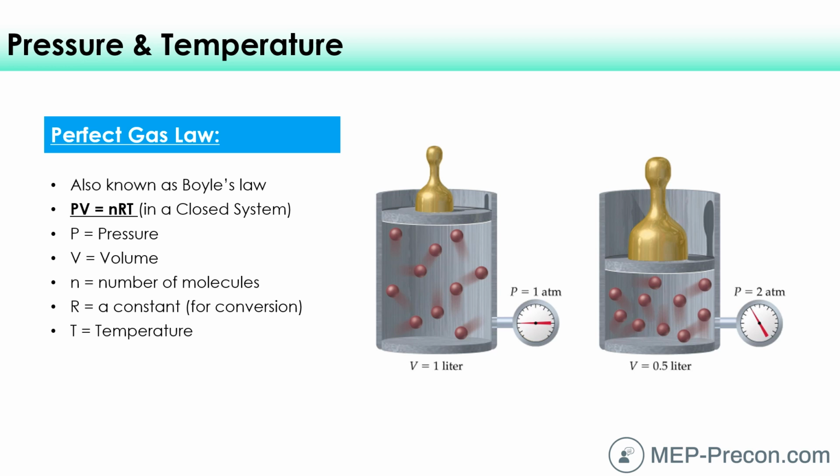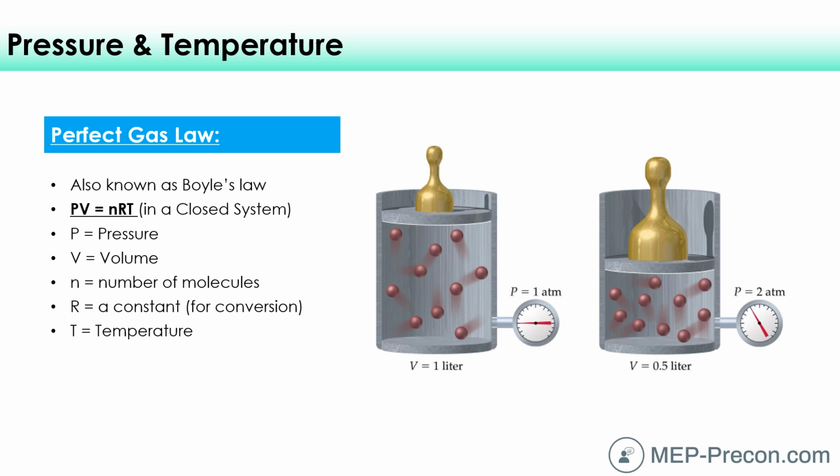So now let's talk about how pressure and temperature are related. They're related in this formula called Boyle's law, or this perfect gas law. It's stated as a perfect gas law. No gas behaves this way exactly. A perfect gas is kind of a theoretical thing, but most gases behave similarly in this way. So the formula here, within a closed system, meaning that there's nothing that can escape, is PV equals nRT.